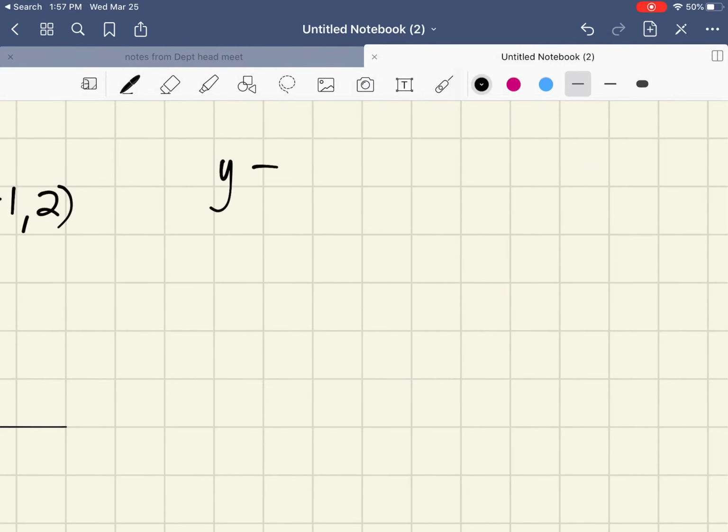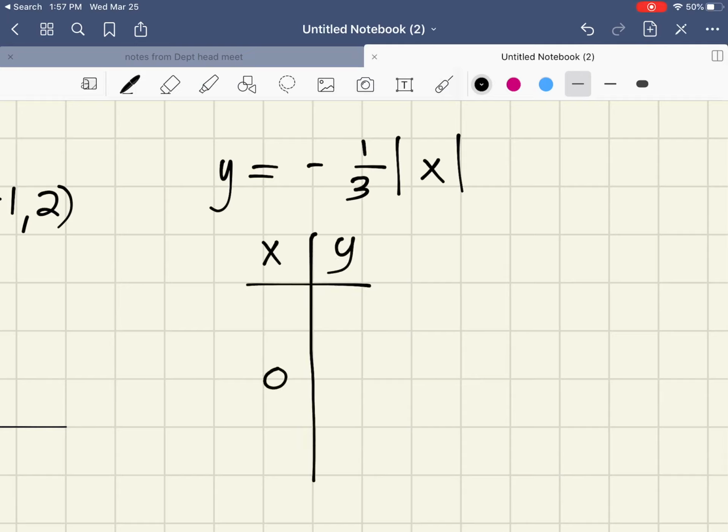What if it were y equals -1/3 times the absolute value of x? I'm going to plug in some different numbers for this one. I'm definitely going to plug in 0. The absolute value of 0 is 0, times -1/3 is 0. I'm going to plug in -3 and +3 just because it's going to make the values a little bit easier to work with. The absolute value of -3 is 3, times -1/3 is -1. The absolute value of 3 is 3, times -1/3 is -1.